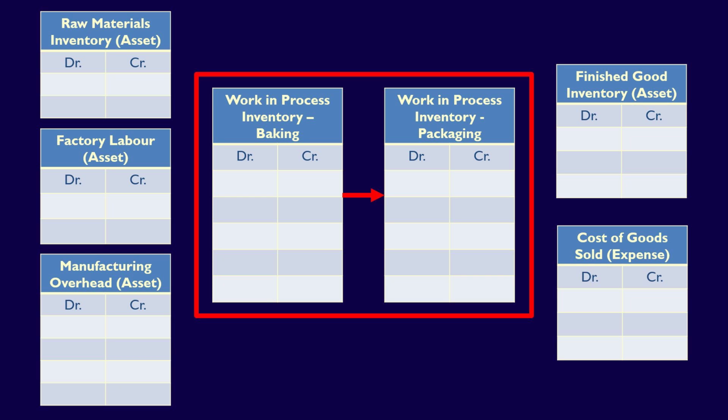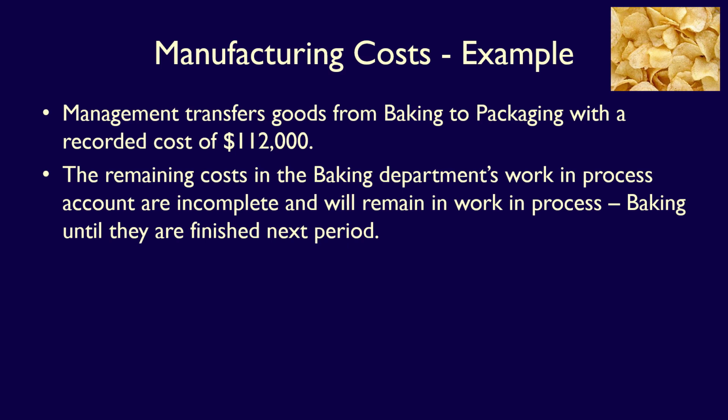Now, when work-in-process items in baking have received all the necessary inputs, they progress to the next department, packaging. In our example, Chips Inc. needs an entry to record the cost of goods completed and transferred out of the baking department and into the packaging department. Suppose management transfers goods with a recorded cost of $112,000 from the baking to the packaging department. The remaining costs in the baking department's work-in-process account are incomplete. They'll remain in work-in-process baking until they are finished in the next period.